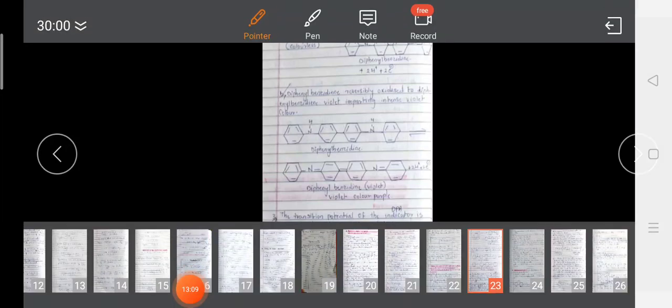Explain why a particular indicator is used in a redox reaction, or say which redox indicator you can use during the titration of Fe2+ and Ce4+, or say Fe2+ and potassium dichromate titration. That may be the question. You have to prepare these answers.